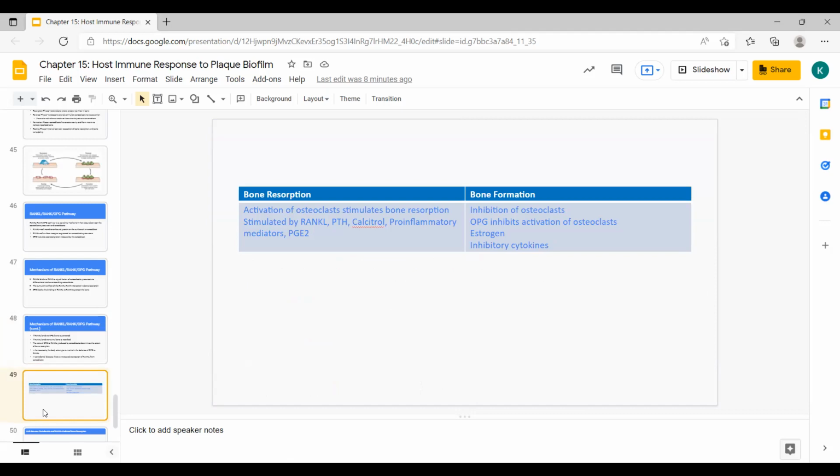So in bone resorption, again, we have activation of the osteoclast stimulates bone resorption, stimulated by RANKL, PTH, calcitriol, and pro-inflammatory mediators, prostaglandin E2, okay? So we have RANKL, prostaglandin E2, those are our big bone resorption things we want to link together.